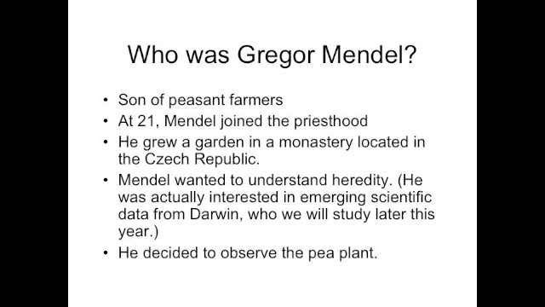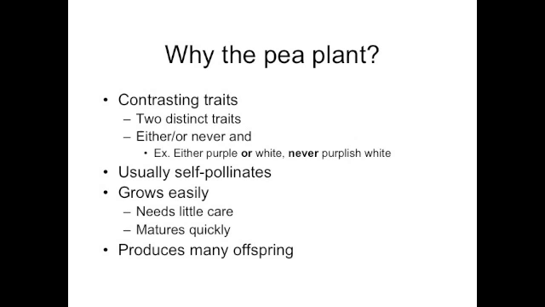Because of Mendel's great interest in science, he was reading information on Darwin, who was studying the mechanisms of evolution. Mendel wanted to understand heredity. He decided to observe the garden pea plant. Modern genetics is based on Mendel's explanations for the patterns of heredity in garden pea plants. Before we discuss Mendel's experiments, let's learn more about the pea plant.